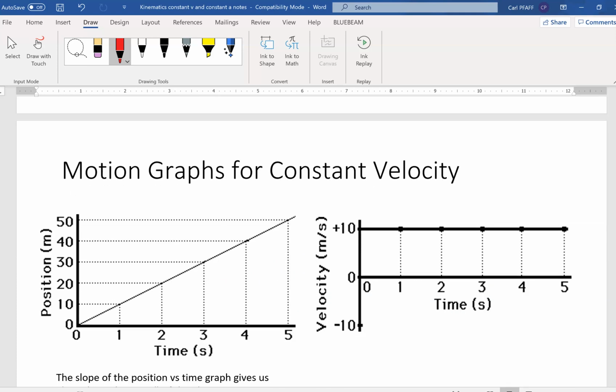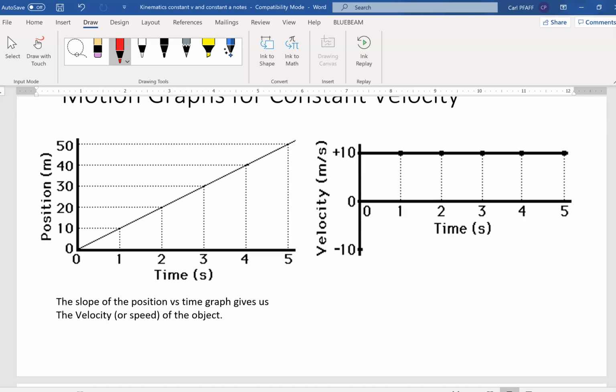We've already talked about motion graphs. Here we have an object moving 10 meters every second. And then here's the velocity graph. The slope of that is 10, and the velocity graph over here is at 10 meters per second.